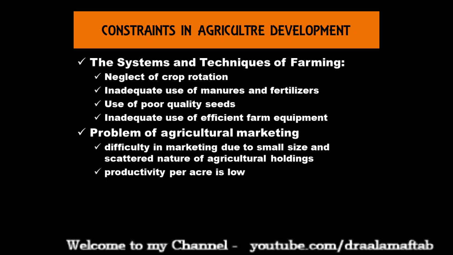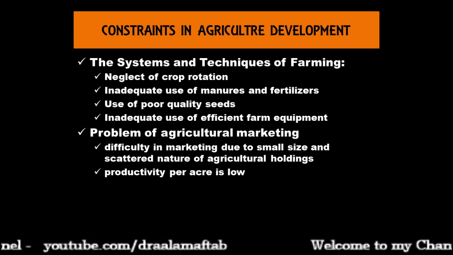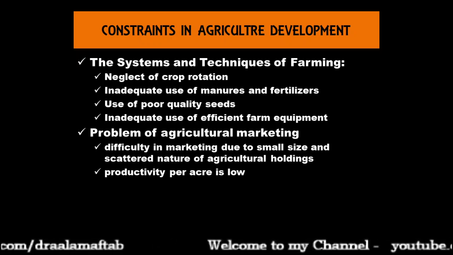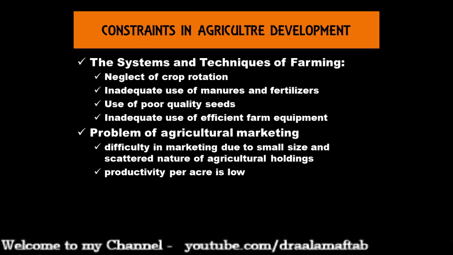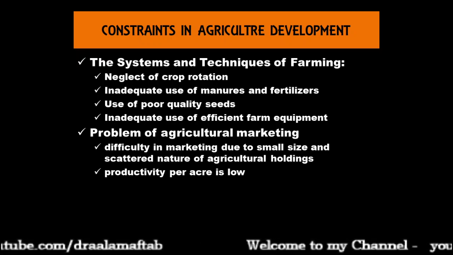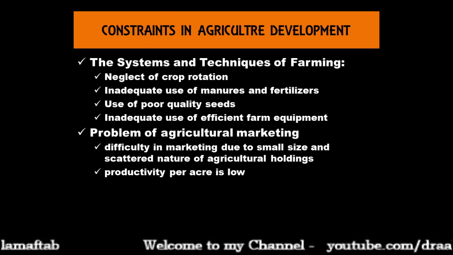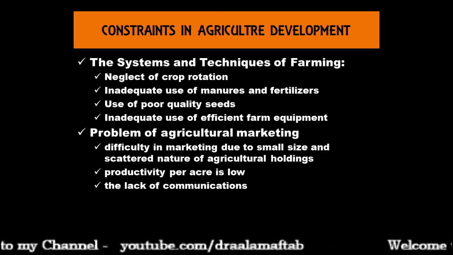Connecting the producing centers with the urban areas, which are the main centers of consumption. The difficulty of communication prevents the farmer from marketing his own produce, so he has to rely on a number of middlemen for the disposal of his crops at cheap prices.